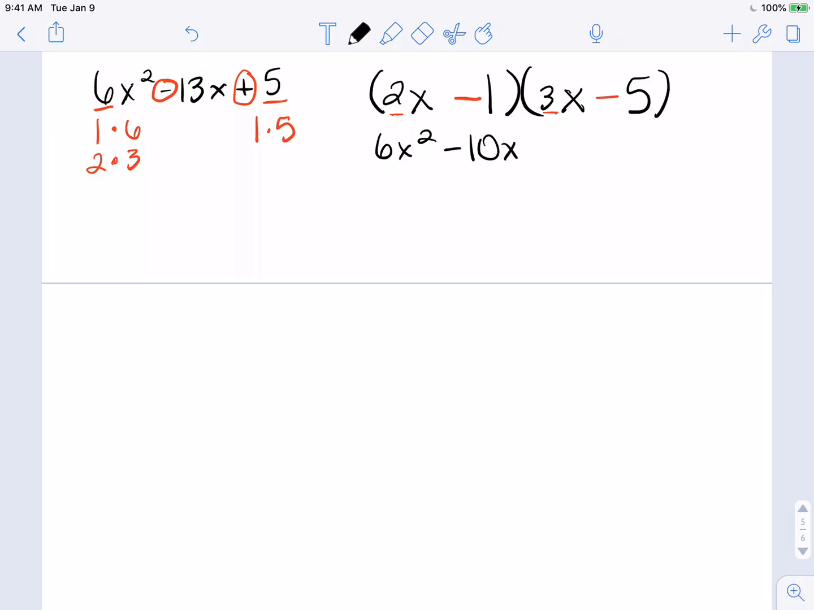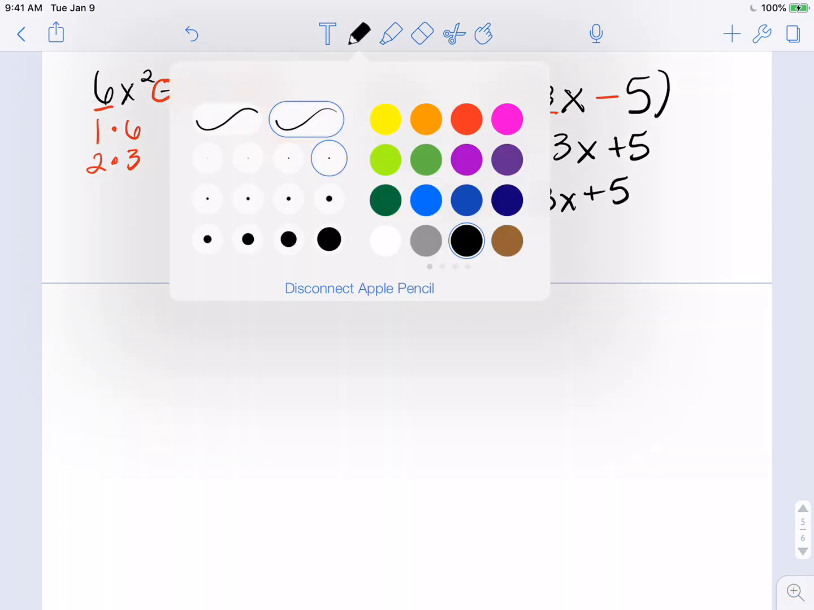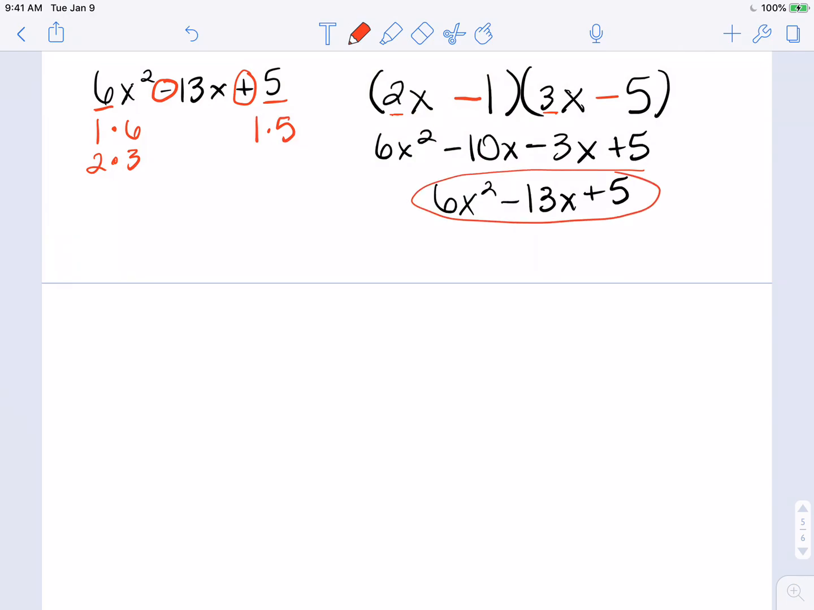And then minus 1 times 3x is minus 3x. And then you've got minus 1 times minus 5. Okay, and then that is going to be plus 5. And it looks like I guessed correctly. It's going to be 6x squared minus 13x plus 5. And that matches our original equation or expression.